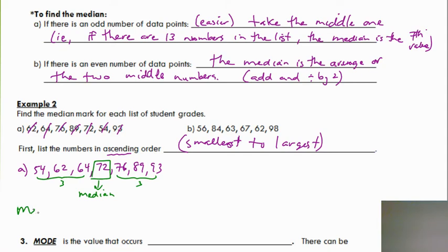Okay, the median equals the 4th entry, which equals 72. Okay, let's try the next one.